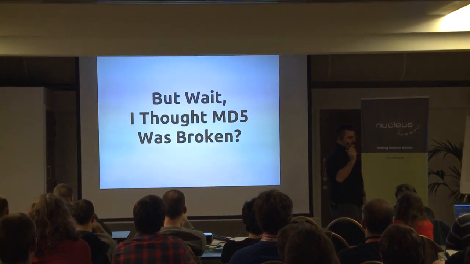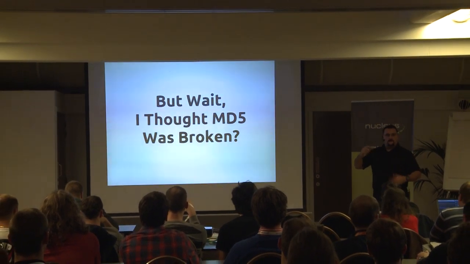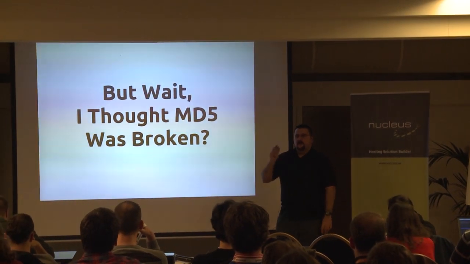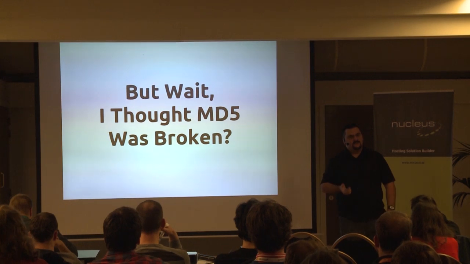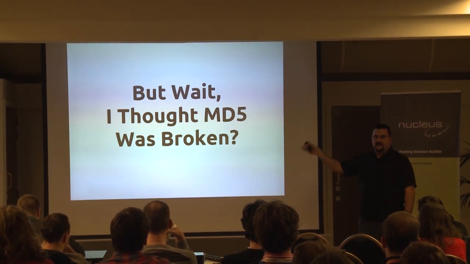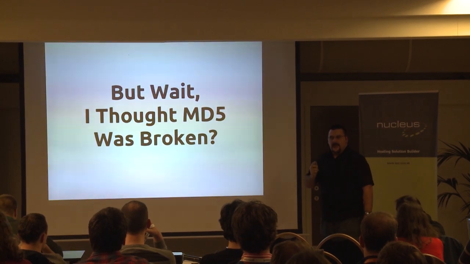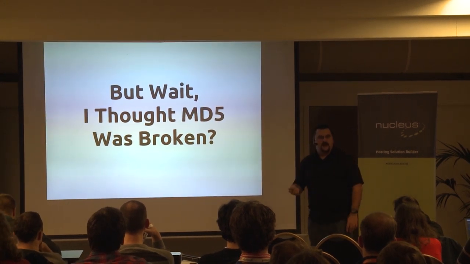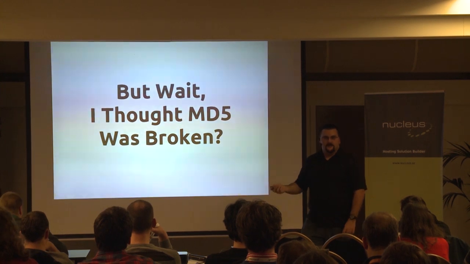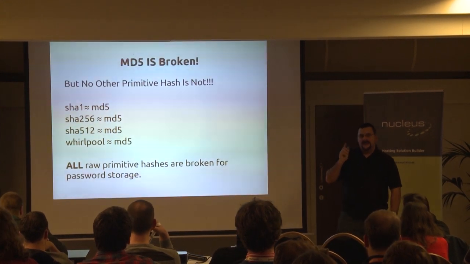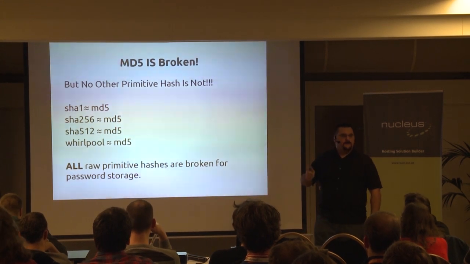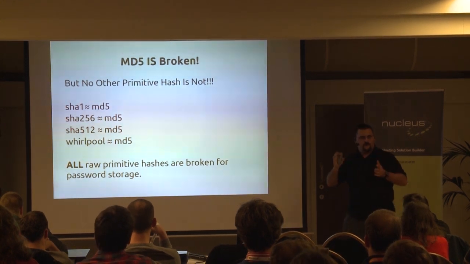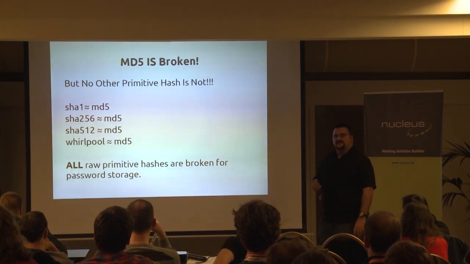So I want to put in a note about MD5. A lot of people will come out and say MD5 is broken, you shouldn't use MD5. And they're half true. If you're doing cryptographic things with MD5, it is horribly broken and should be avoided left, right, and center. For password storage, MD5 is not technically broken. It's broken because we can attack it, but the breaks in MD5 don't apply for password storage. However, it is broken because no primitive hash algorithm is not broken. SHA-256 and SHA-512 are within an order of magnitude as broken and as easy to brute force as MD5.